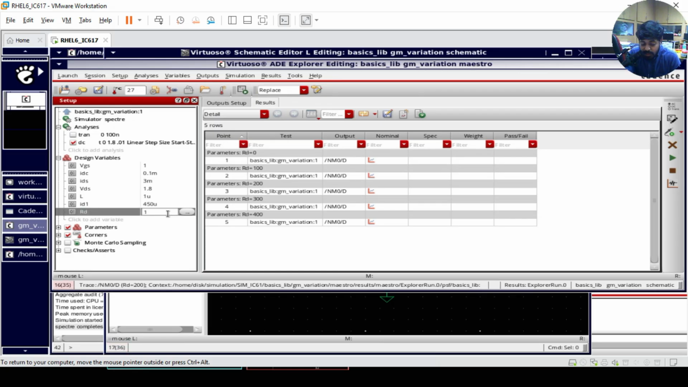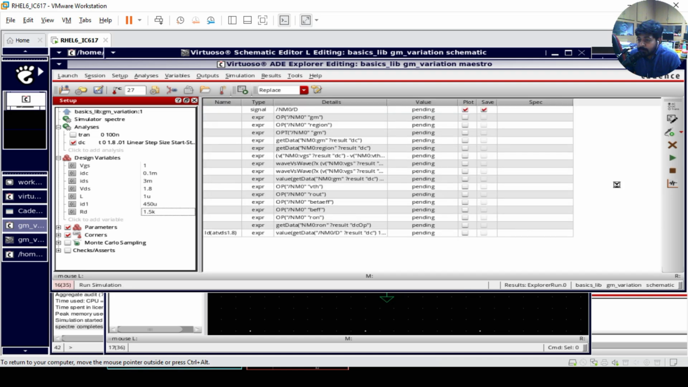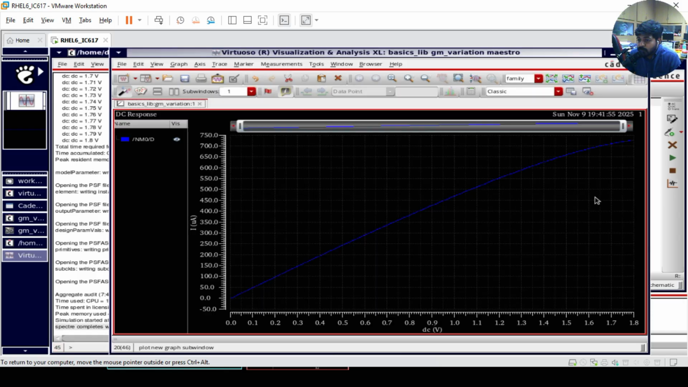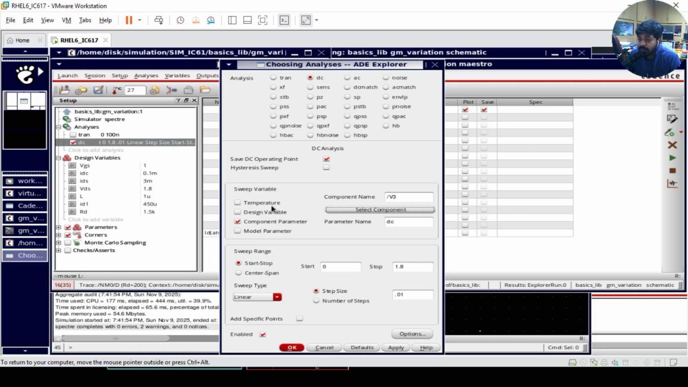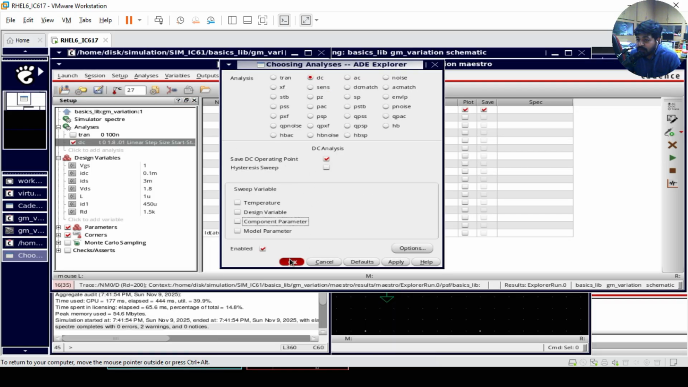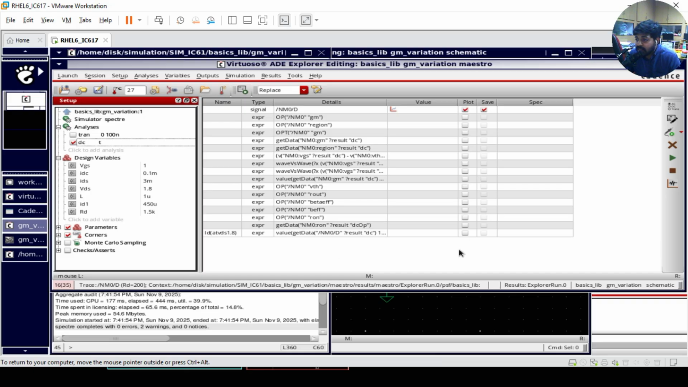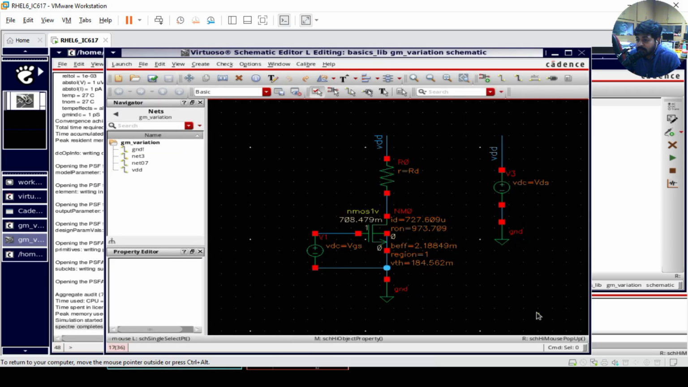Let me keep RD equal to 1.5 kilo ohms, and let me run. I don't need the waveform, just the sweep. I need the operating point. So let me select the operating point itself, and let me run. So here we got R on equal to 973.7.